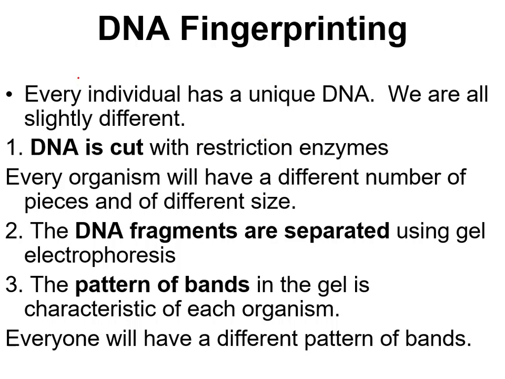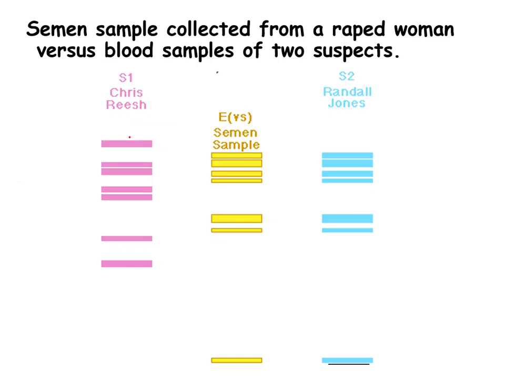All right, so every individual has unique DNA, which means if you take a sample of that DNA, cut it with restriction enzymes, separate it out using gel electrophoresis, and then look at those banding patterns, that banding pattern, just like a barcode, is unique to any organism, any individual, right?